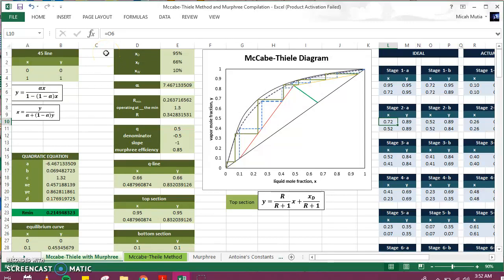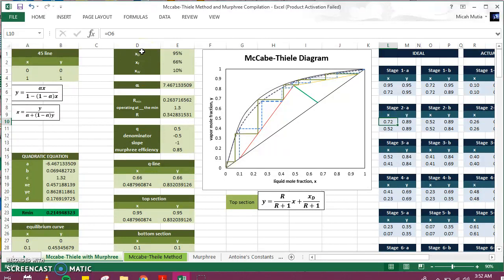Hello guys! This is the continuation of our tutorial on Murphree efficiency. We already know how to program the McCabe-Thiele method using Excel. Today, we're going to modify this program to incorporate the Murphree efficiency and to find the actual number of stages.